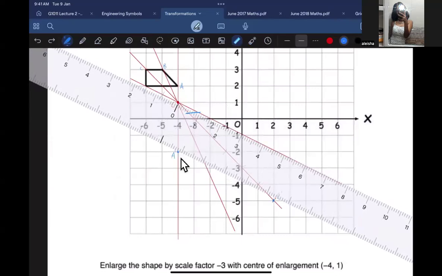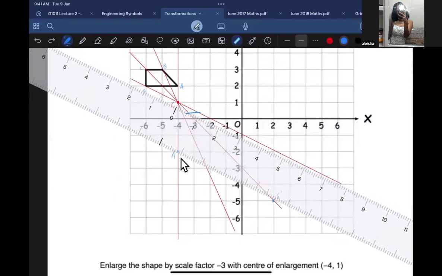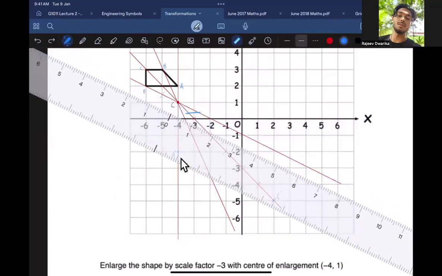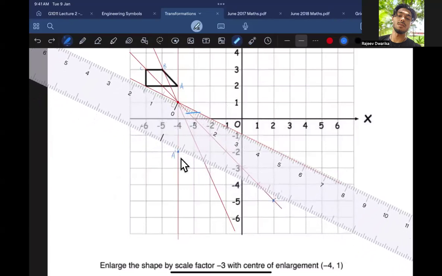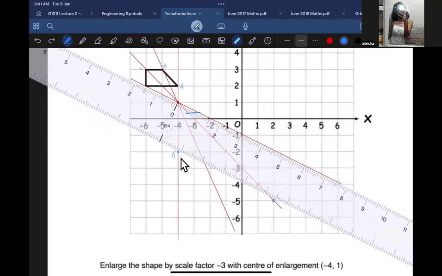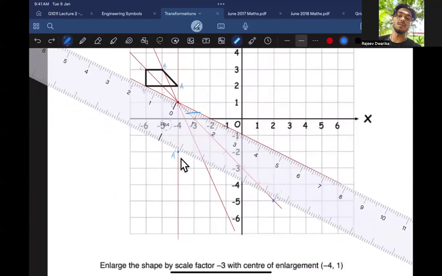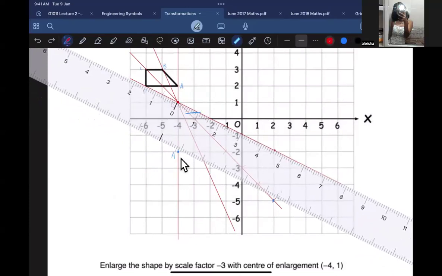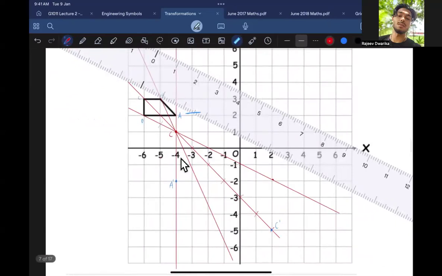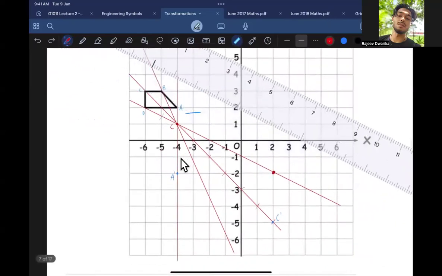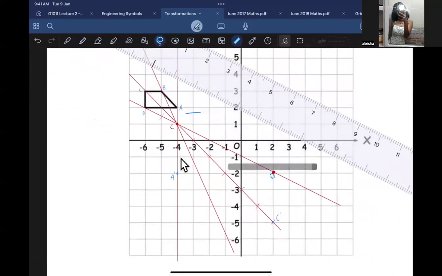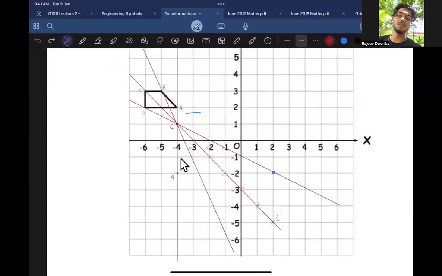Hold on. 5, 1, 3 is 3 plus 1 is 4.5. Right. I'm going to measure 4.5 now from the center. Watch, 4.5. Guess what it's going to be? 2 minus 2. So you fully understand the concept now, and you can basically figure out the other points. So that will be D prime.